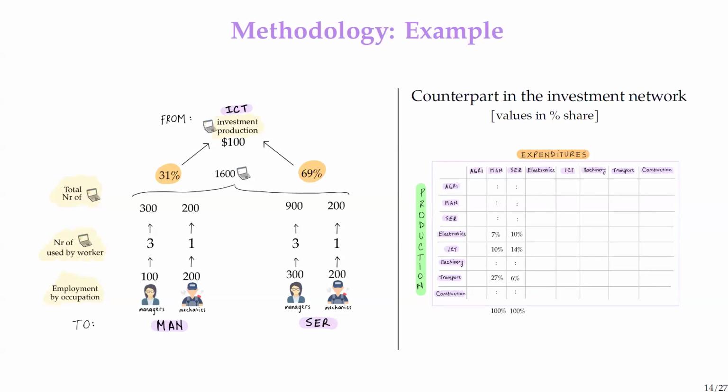It's not the same technology. It's that the assumption would be that managers within manufacturing use the same amount of tools, or sorry, the same amount of computers as managers in the service sector. That is the assumption that we use. That is the counterpart that we can use based on the estimates of Caunedo's paper.